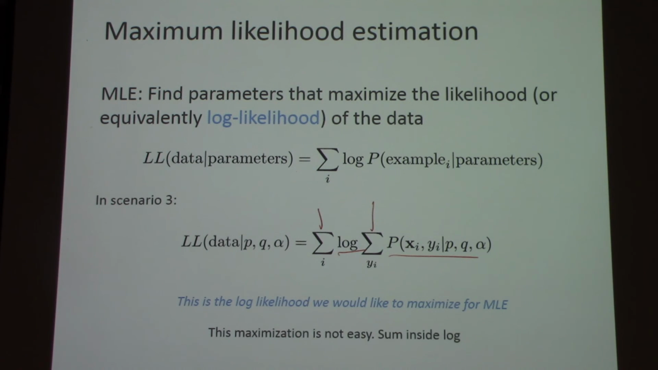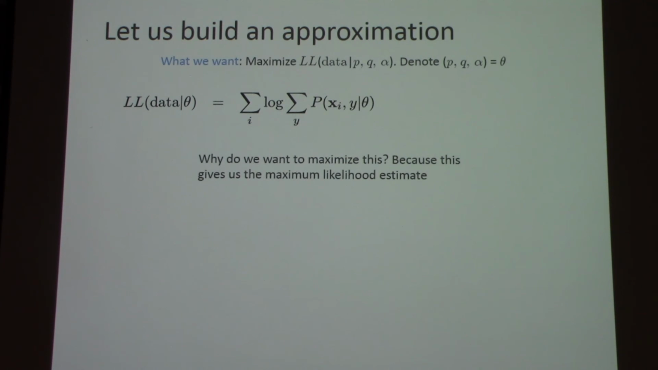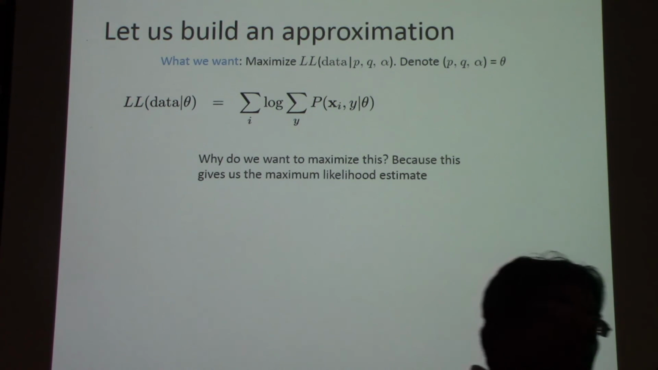Turns out this objective, the one that we want to maximize, is not convex. This function is not convex in alpha, p, q because of this summation inside the log, and you can take my word for it for now. So we want to maximize this, but instead of maximizing this function, let's try to find a different function. Let's try to approximate this.